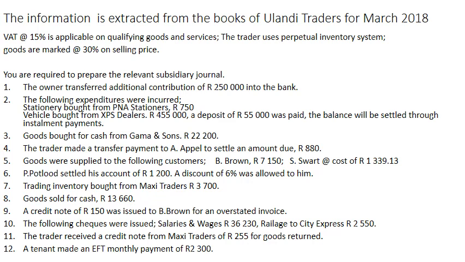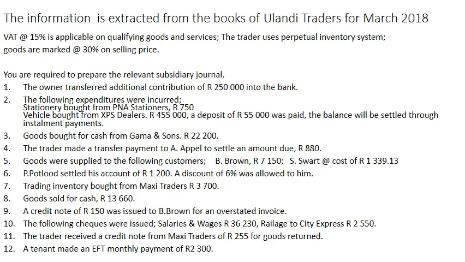This is a receipt transaction. Number 7, trading inventory bought from Maxi Traders. The amount 3,700 rand. This is inventory bought on credit from a creditor. Number 8, goods sold for cash, 13,660 rand. Clearly, this is a receipt transaction. Number 9, a credit note of 150 was issued to B Brown for an overstated invoice. This is a credit note transaction.